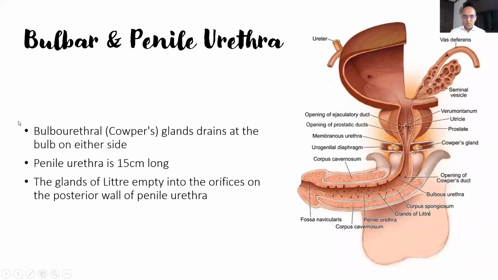Next, coming on to the urethral glands. There are two glands. One is Cowper's gland, which is at the level of the external sphincter. This drains on the bulbar urethra on either side, and then along the length of the penile urethra, you have Littre's glands, which empty into the urethra. If these glands get infected, a patient can develop stricture of the urethra.